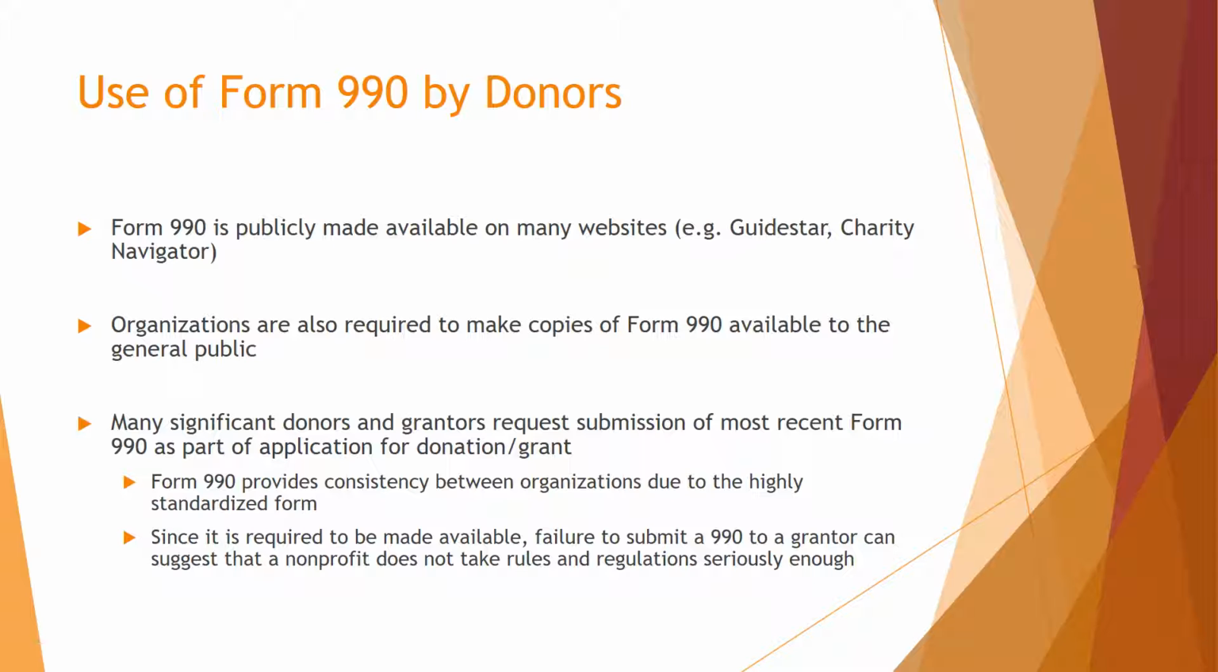Additionally, since it is required to be made available, if an organization says, oh, we haven't done our 990 or it's not available for some reason, that gives the grantor a pretty good sign that the nonprofit may not be taking rules and regulations seriously enough, and also may not be able to provide evidence that they've followed through on any requirements that may relate to the grant.